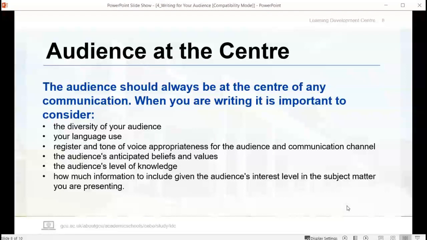And for our last slide, with our audience always being at the center of your mind in terms of your written communication, it is important to think about different things such as diversity. So it is much easier to write for a specific narrow group. Why? Because they'll have similar background knowledge, they'll have similar education level, they'll have similar sayings or colloquialisms, they'll have a similar way of speaking.